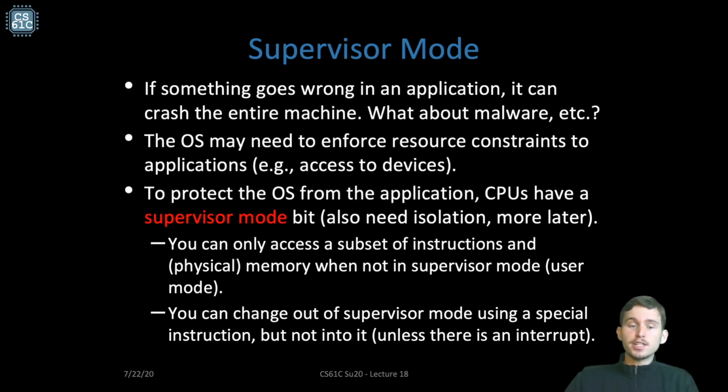CPUs normally have a supervisor mode bit, which allows operating systems to access certain instructions which a user might not be able to access. So this is very useful. One thing that we'll have to talk about in a little bit is isolation, because isolation is also very important. For example, I wouldn't want my malicious program to be able to access my password manager. That would be horrible. You can change out of supervisor mode using a special instruction, but you cannot jump into it unless there is some interrupt or trap of some sort.